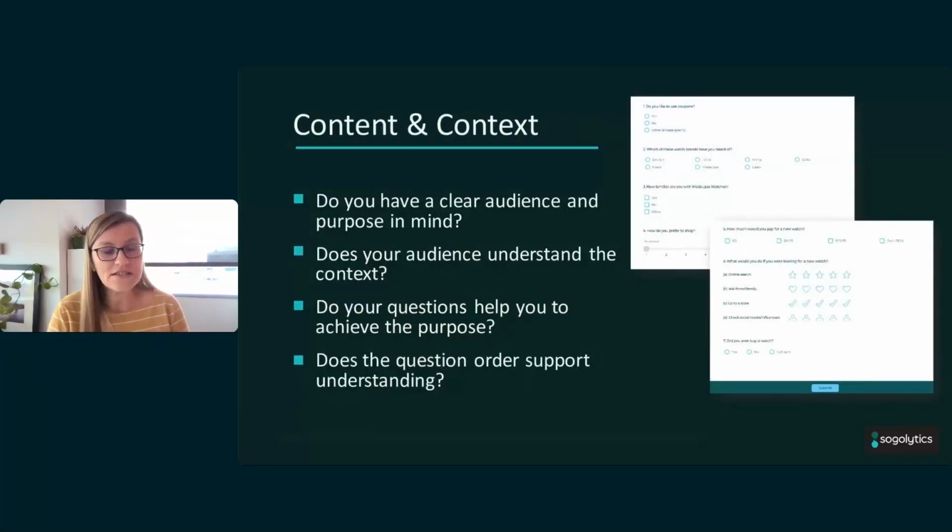You can tell that there's some thought that went into it, but unfortunately it doesn't all come together. So the challenge in this set that I pulled out is content and context. Clear audience and purpose. It's not clear to us as casual observers of this survey. Does your audience know what this is all about? Do they understand why you're reaching out to them? What their answers have to do with anything? Are you able to achieve the purpose that you've set out once you're done? And does the order support understanding, not just for you, but for your audience as well?